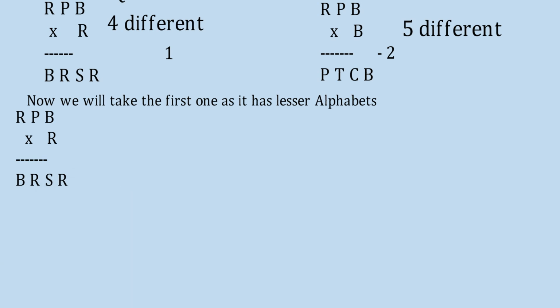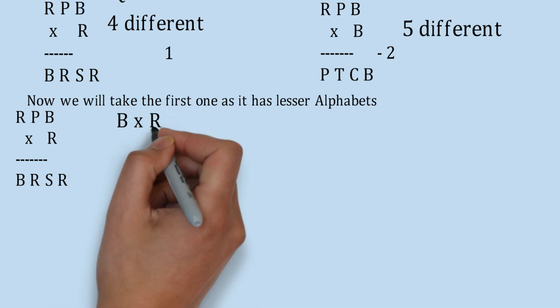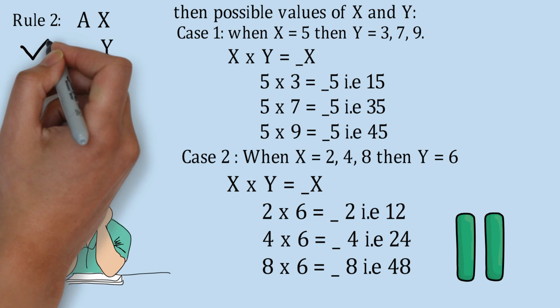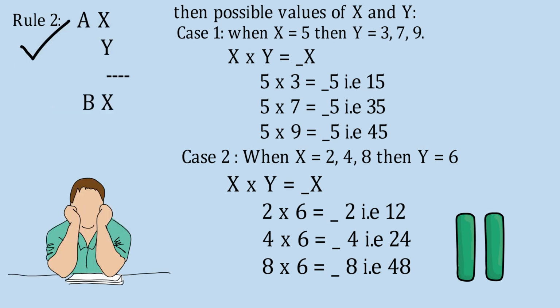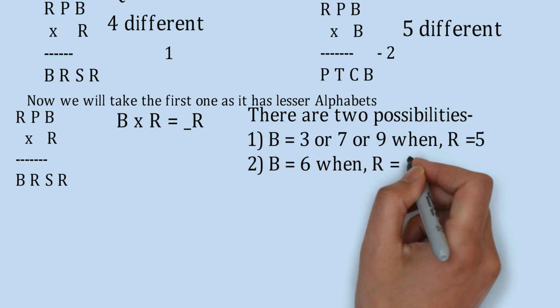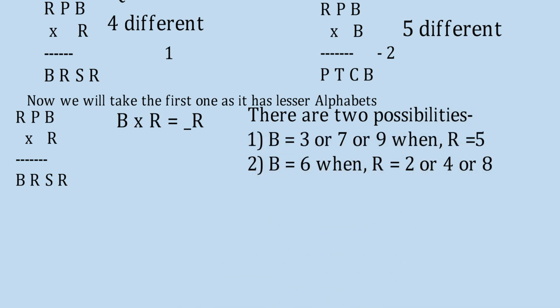So RPB into R gives BRSR. Now if you look at the last digit, B into R gives R, maybe with a carry. This is pretty similar to what we studied in rule 2: AX into Y gives BX. As per this, there are two possibilities: B equal to 3, 7 or 9 when R equal to 5, or B equal to 6 when R equal to 2, 4 or 8.